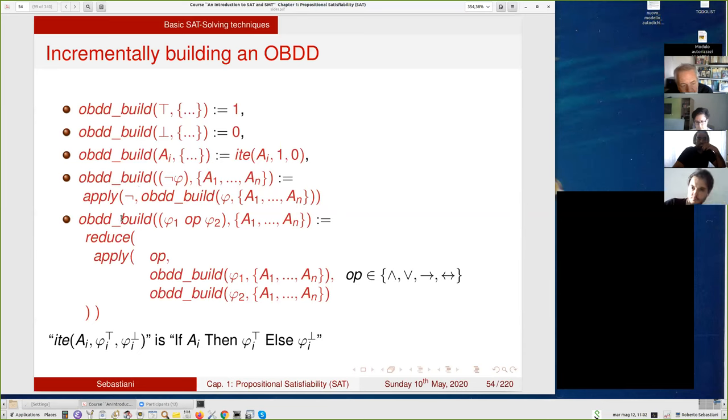The more complicated case is the building of a generic binary operator. If you build the OBDD of phi one operator phi two, where the operator is any possible operator, and, or, if, and so on, then you first build the OBDD for phi one, then you build the OBDD of phi two recursively. Notice that this is a bottom-up recursive definition, and then you apply the operator to the resulting OBDDs. The result may not be a reduced OBDD, so after that you apply reduction to the result. Remember what ITE is: ITE is the if-then-else operator.